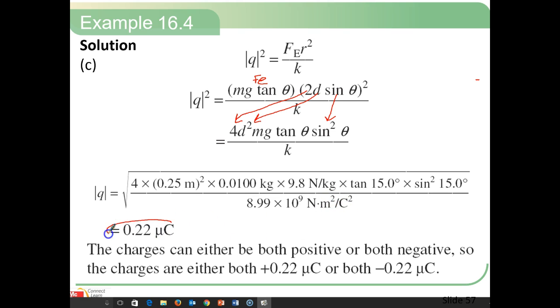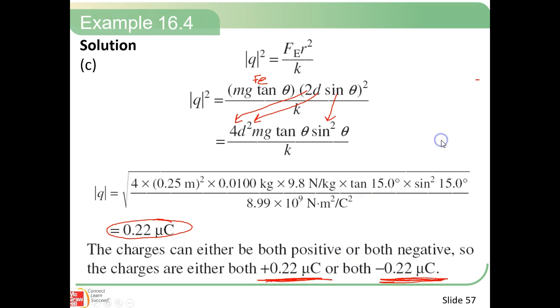So you end up with an answer of 0.22 microcoulombs. And remember, we're not sure whether that's positive or negative because they both could be positive or both be negative. So either answer here would be appropriate. And that is the end of 16.4.